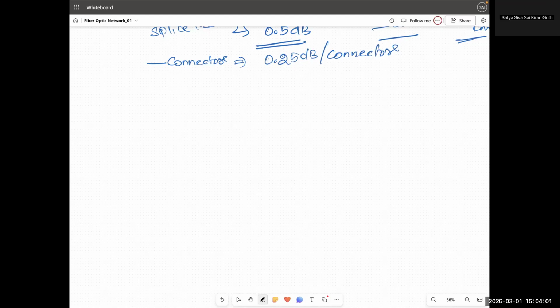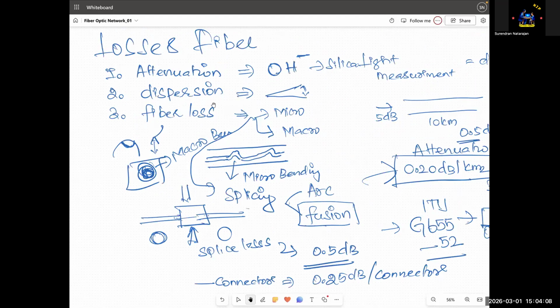These are all losses, loss of light. Loss of light happens in three situations. One is attenuation, which is unavoidable during the manufacturing phase. When manufacturing the glass fiber, it captures hydroxyl ions. Because of that, hydroxyl ions eat the light energy. So it is measured in dB per kilometer. Every kilometer, it loses about 0.2 dB.